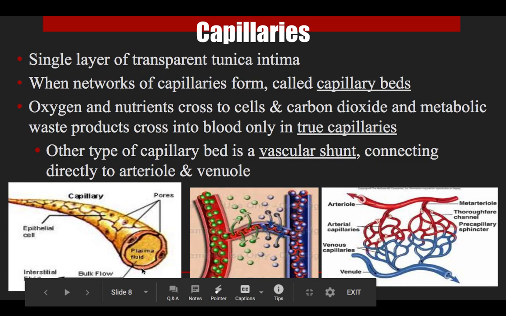Here's another cell. And then you have these pores in between the cells right there. So like these little openings between the cells. And that's where oxygen and carbon dioxide can pass through. So here in the middle diagram, we have oxygen shown with those little green circles.